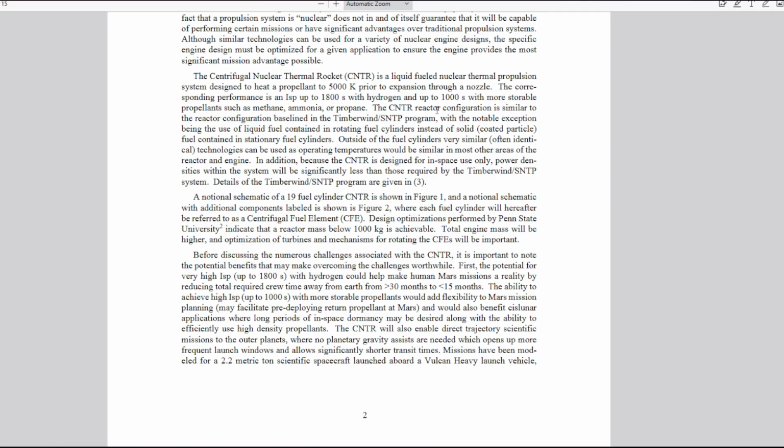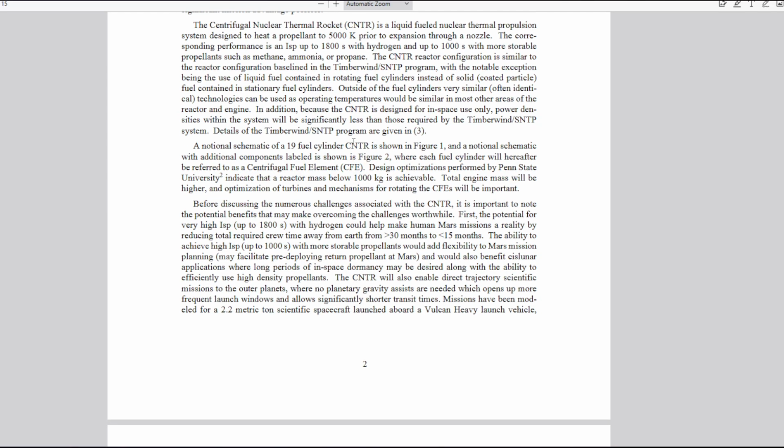Okay, so let's see. Reactor configuration is similar to the reactor configuration baseline in the Timuwin program, with the notable exception being the use of liquid fuel. That's important. Contained in rotating fuel cylinders instead of a solid coated particle fuel contained in stationary fuel cylinders. Outside of the fuel cylinders, very similar technologies can be used, as operating temperatures would be similar in most other areas of the reactor and engine. In addition, because a CNTR is designed for in-space use only, power densities within the system would be significantly less than those required by that. I didn't realize Timuwin was not supposed to be in space only, but okay.